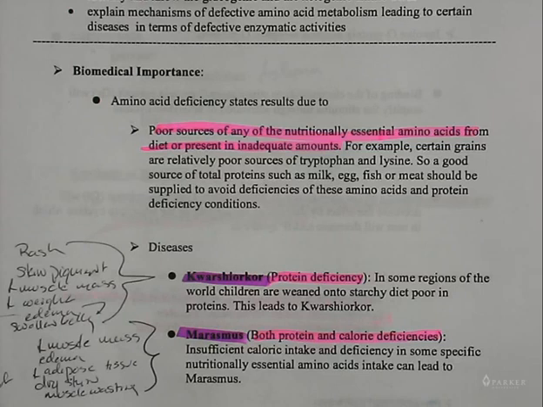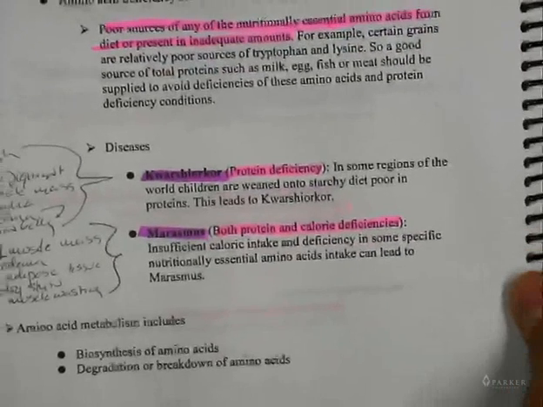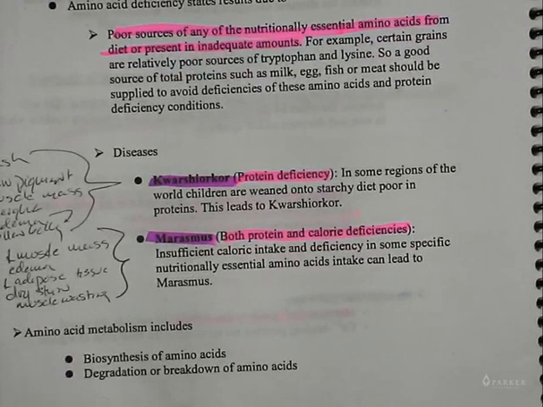So first things first, we're going to talk about nutritional importance overall. There are two conditions that you need to know. The two conditions are kwashiorkor and marasmus, both of which will be on boards. They were for me. Or both of which were on boards, and you got to know them for boards.